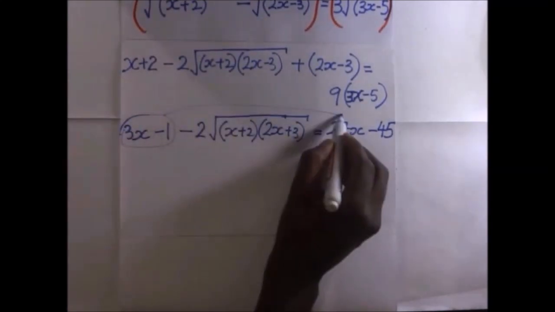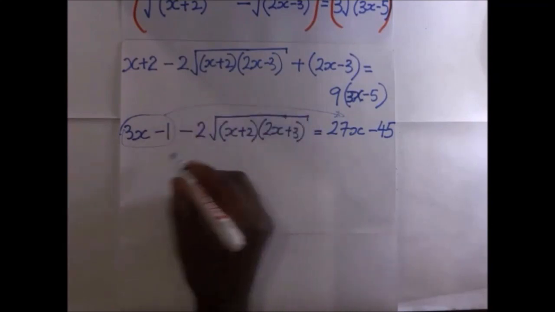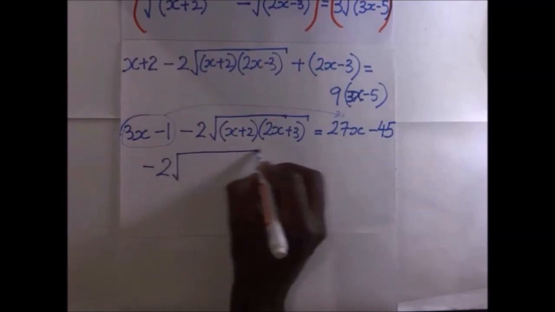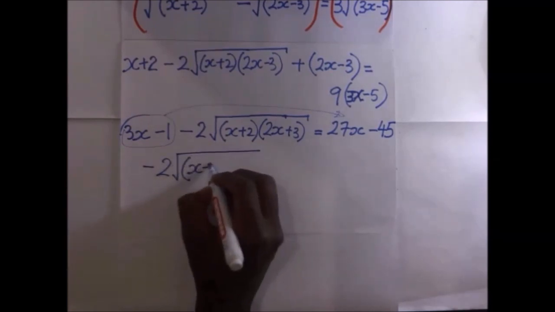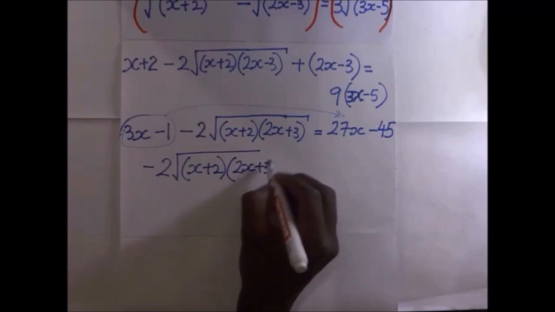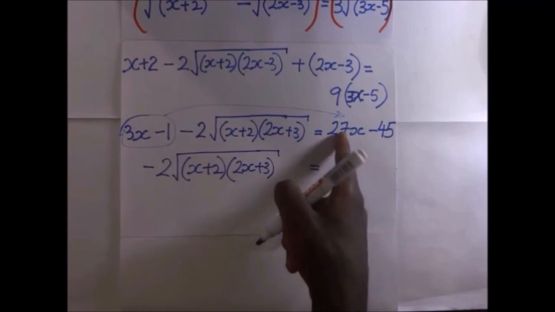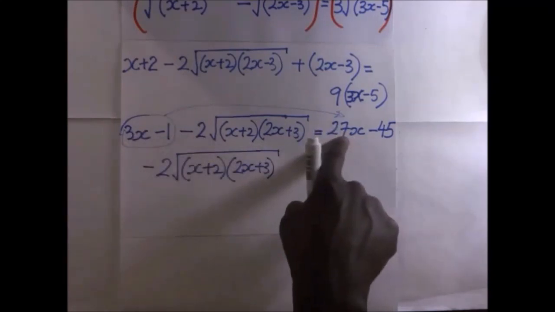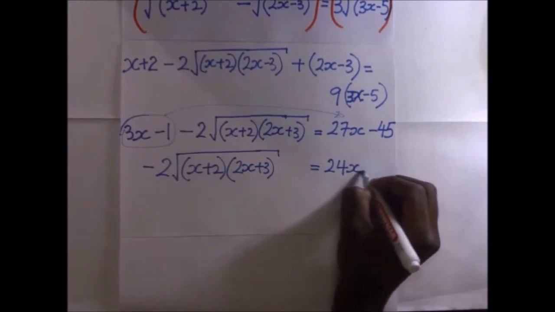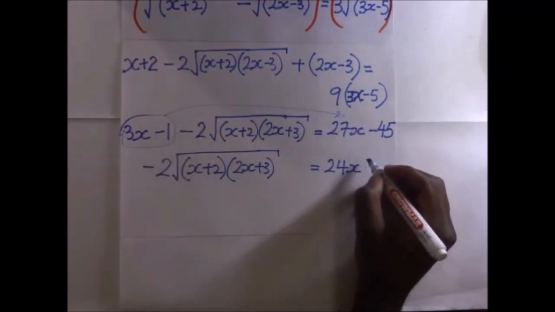It moves to that side of the equation, so that we remain with only the square root term this way. So this way it remains as negative 2 into x plus 2 into 2x plus 3 is going to give us, now 27 minus 3x is going to give us 24x. Then negative 5 plus 1 is going to give us minus 44.